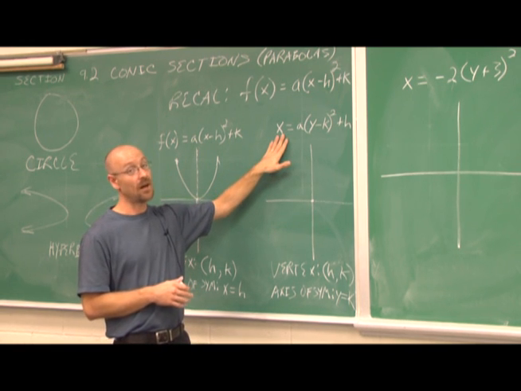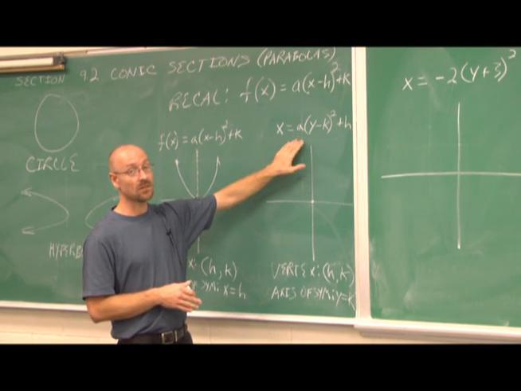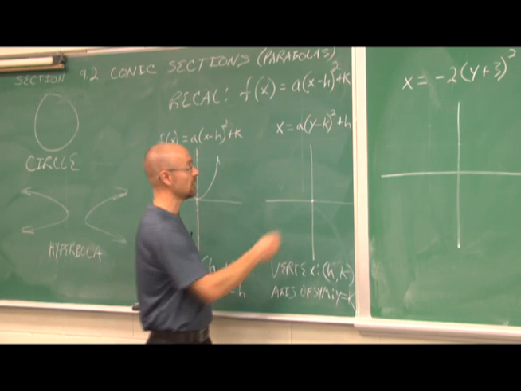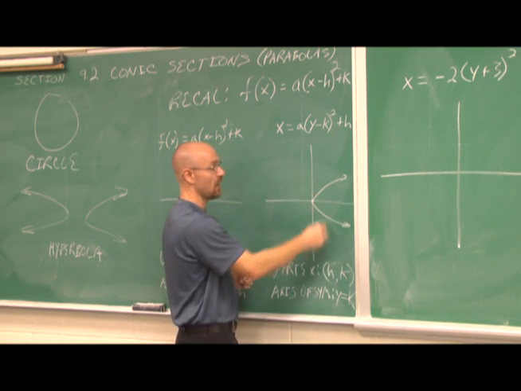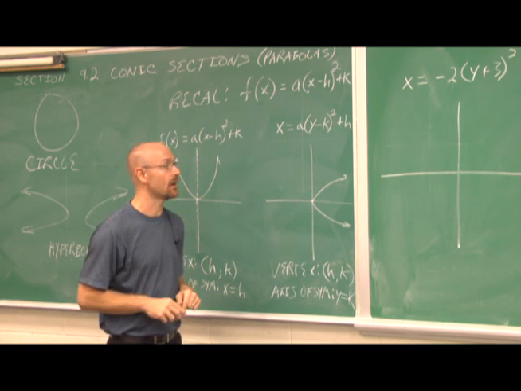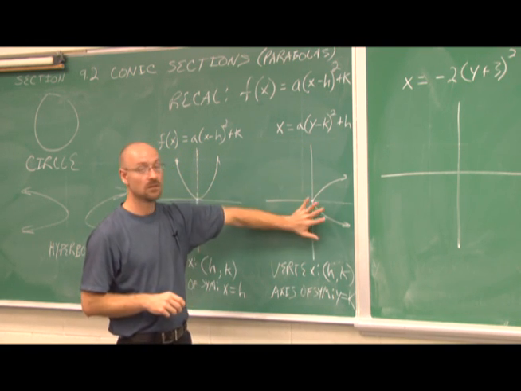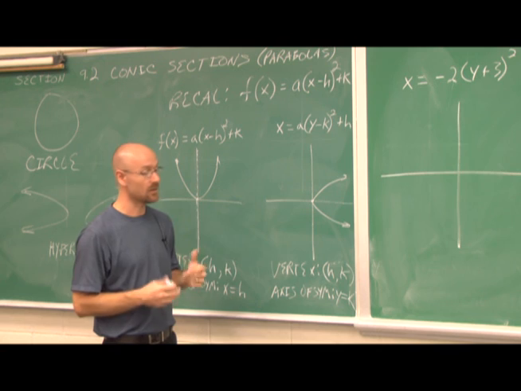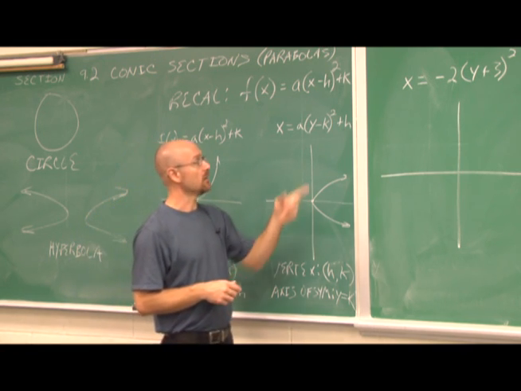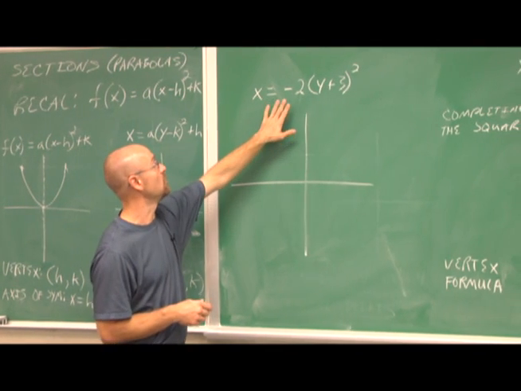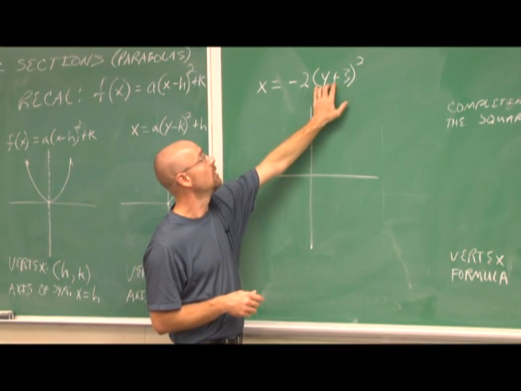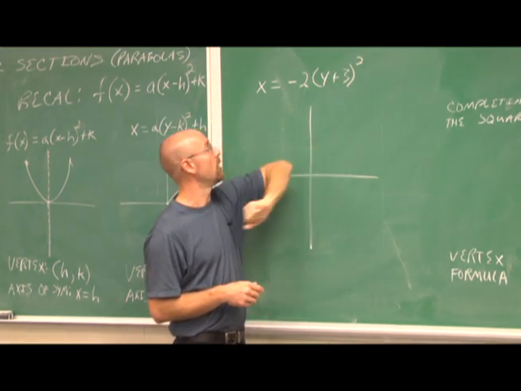Now notice this is not written in function notation because this would not pass the vertical line test. If I have a parabola opening to the right, this would not pass the vertical line test. It is not a function. But we can still describe it. We can graph it as a conic section. All right, let's look at an example of this here. We have x equals -2 times the quantity y plus 3 squared.